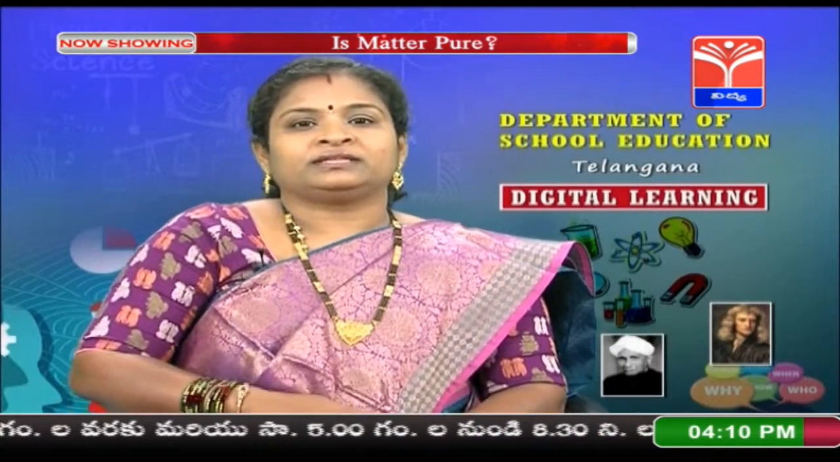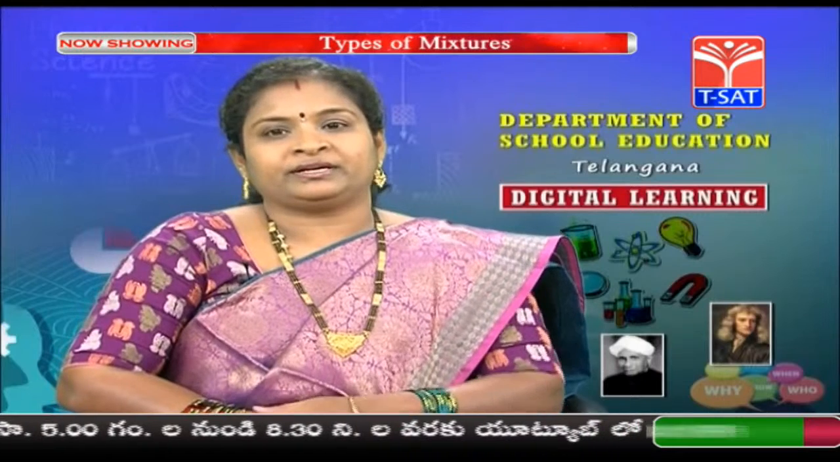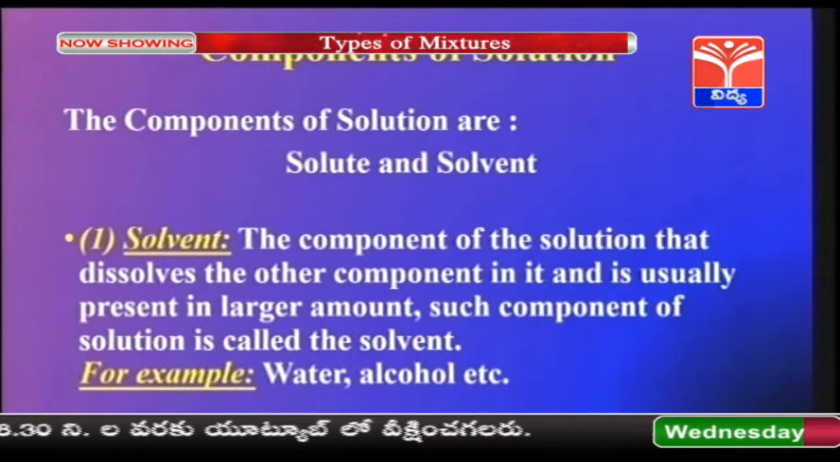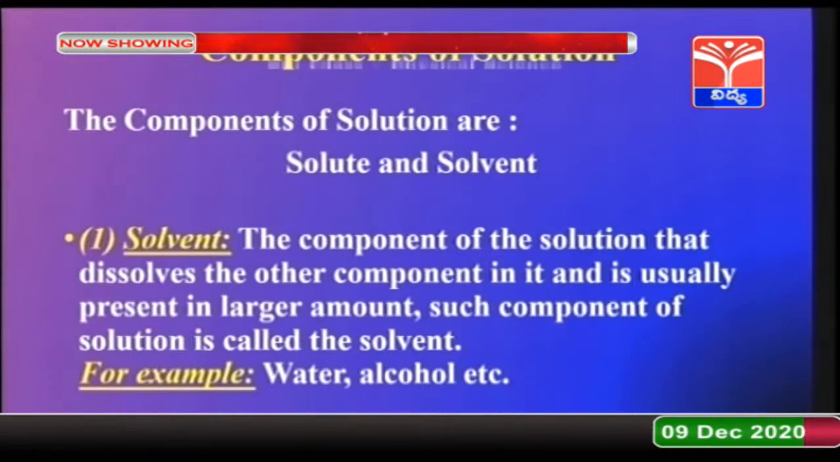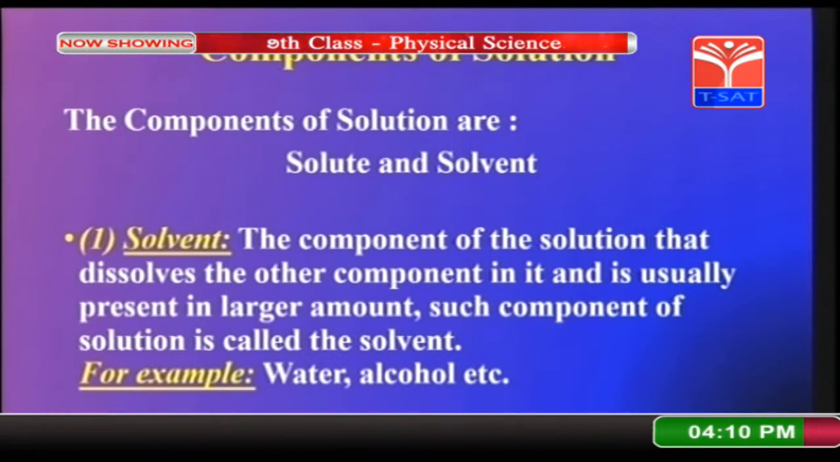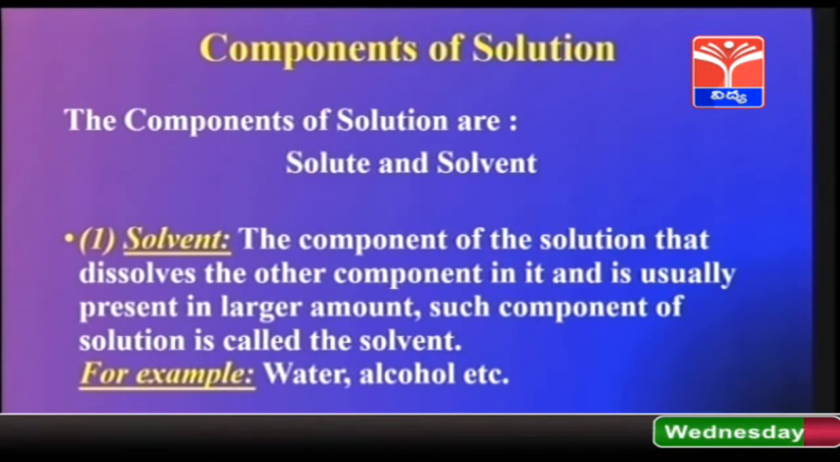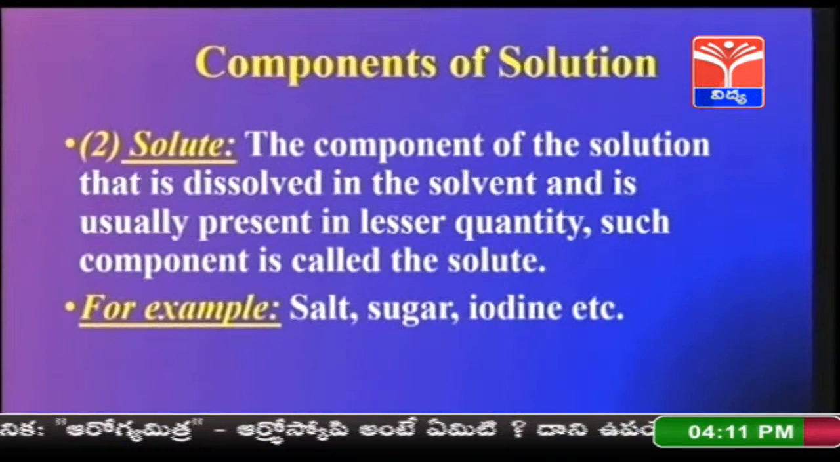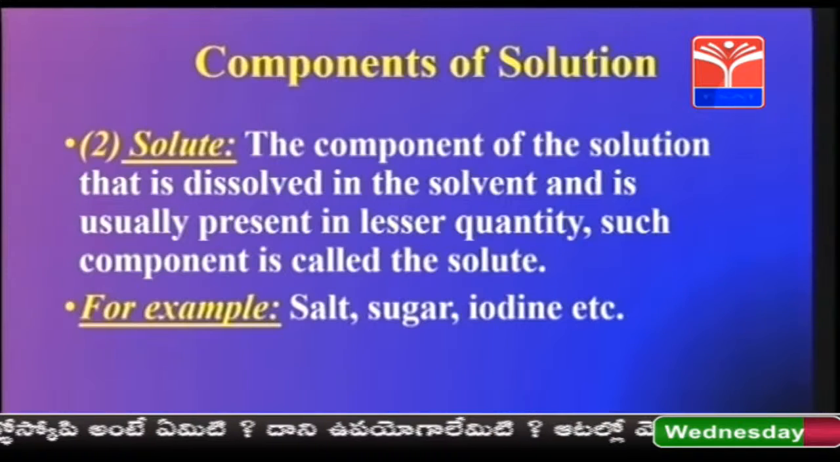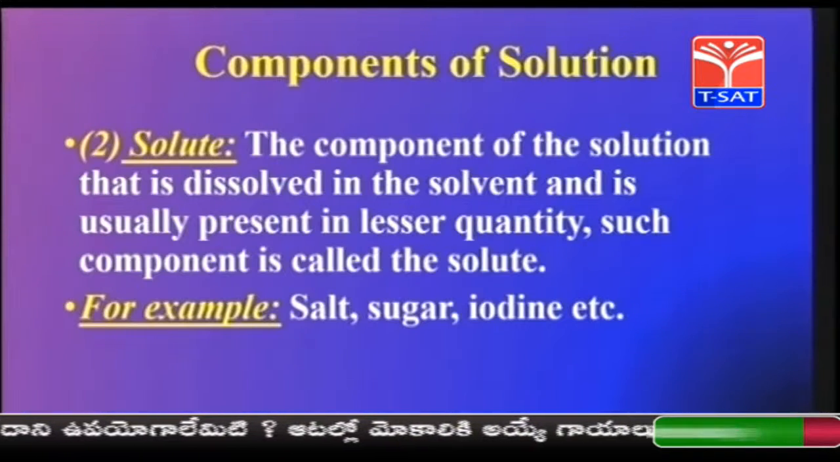Let us define what is solvent. The component of the solution that dissolves the other component in it and is usually present in large amount is called the solvent. For example, for liquids, we use water or alcohol or any other kind of solvent like ether, ammonia, benzene, etc. Children, solvent is taken in larger amount. Now what is solute? The component of the solution that is dissolved in the solvent and is usually present in less quantity.